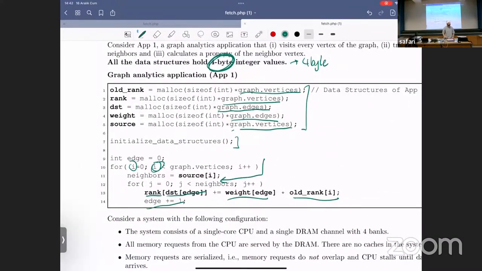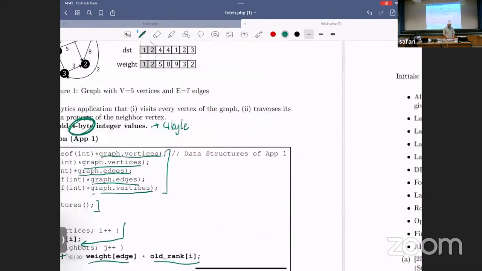Does someone want to try? So first we have the source. How is the source accessed? For every external loop, we iterate over I for all the vertices. We access source of I. So what's the data pattern for source? You can say. Correct. So the source is a stream.